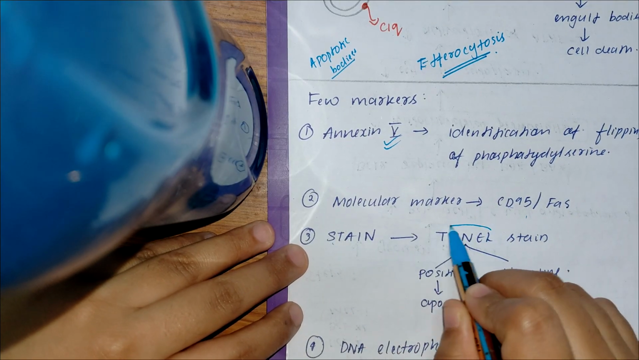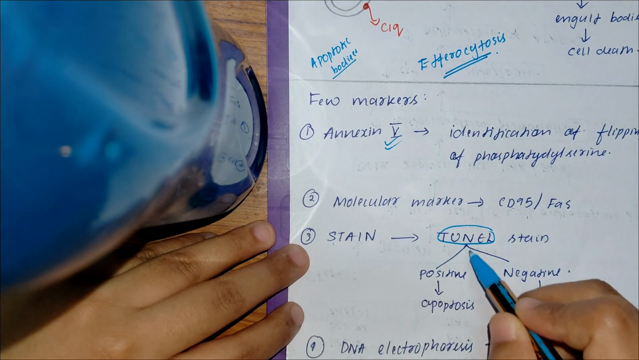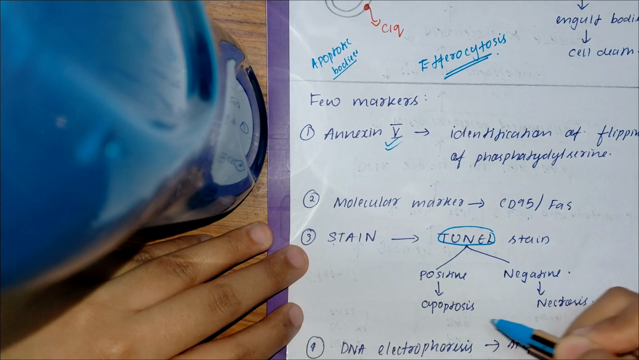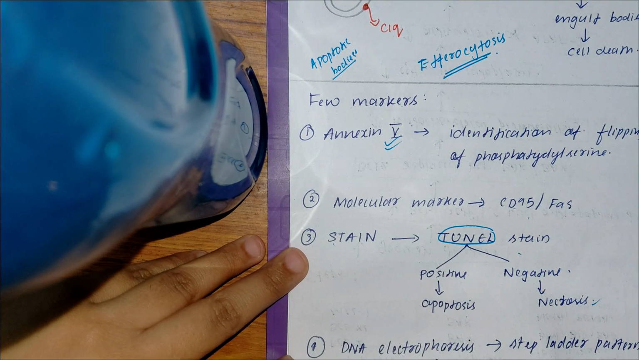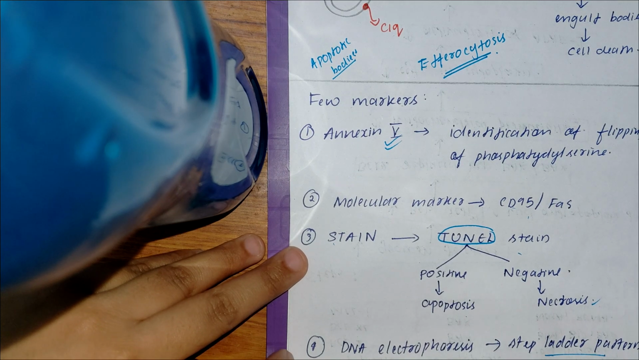Now, a few of the molecular markers: CD95 or FAS. And a stain called the TUNEL stain, which is positive for apoptosis and negative for necrosis. And the fourth is DNA electrophoresis, showing a step ladder pattern.